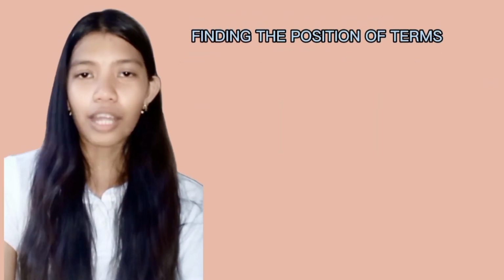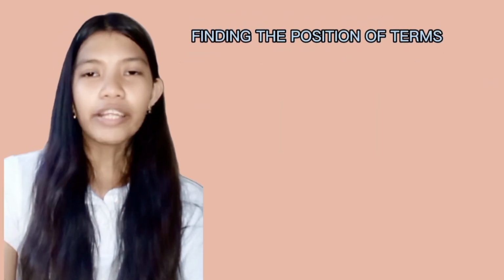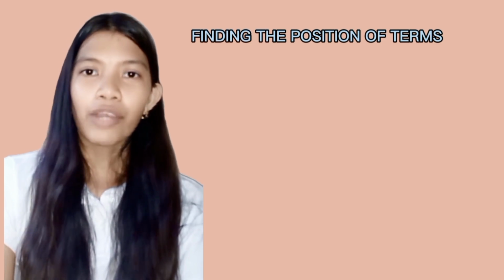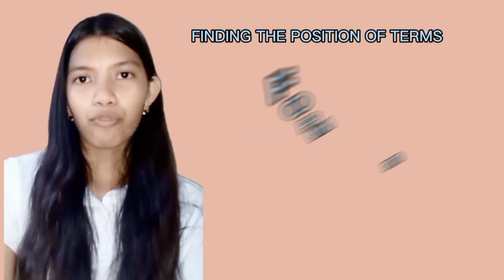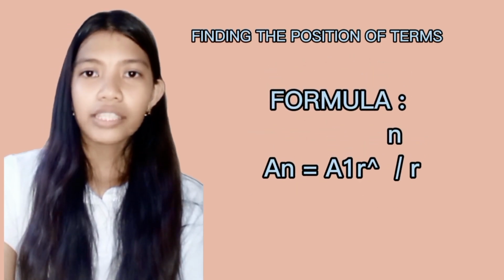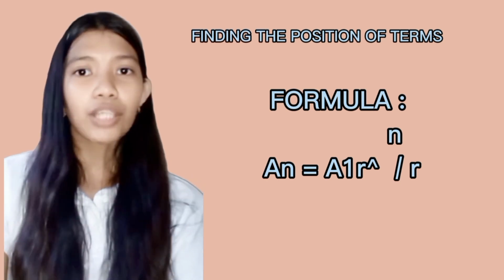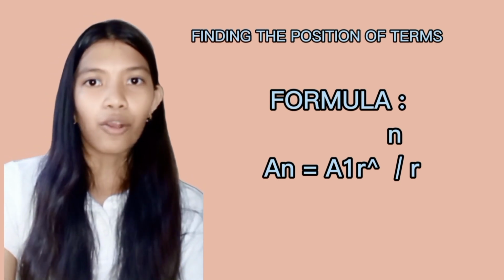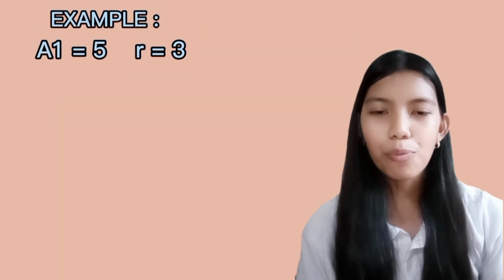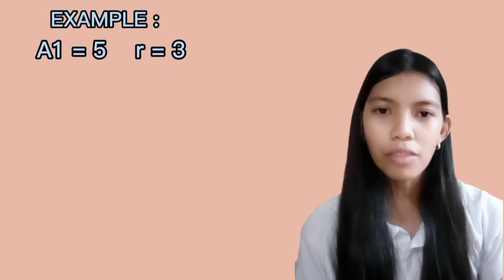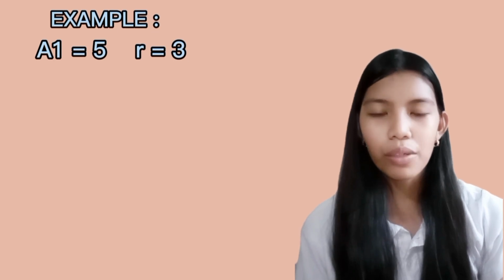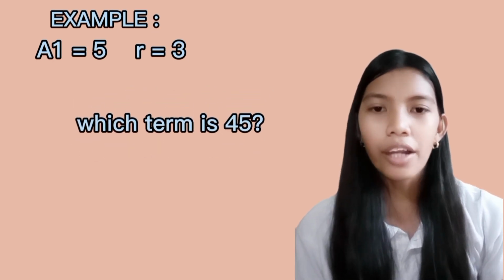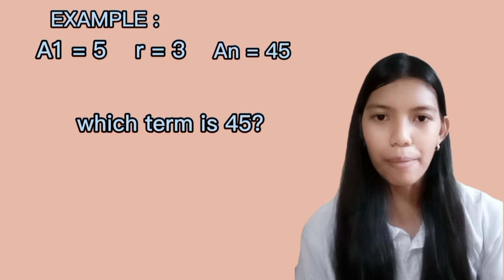Let's go to the next topic, which is finding the position of term. Finding the position of term has a formula of a sub n is equal to a sub 1 times r raised to n over the common ratio. For example, a sub 1 is 5 and our common ratio is 3, which term is 45. Our a sub n is 45.